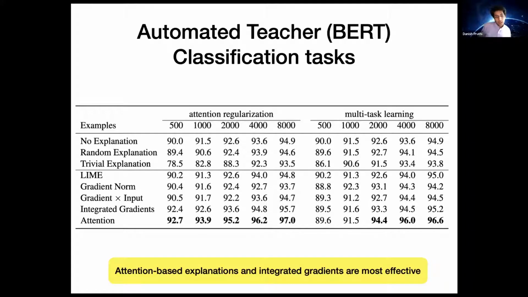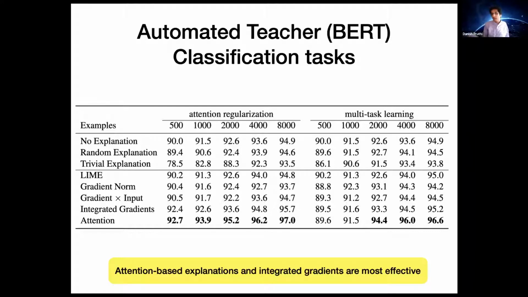And here we notice that attention and integrated gradients are among the most effective techniques, where attention is the most effective. And we found that saliency-based methods like gradient norm and gradient times input are not very effective. LIME is also not very effective compared to the no-explanations control. So this is in some way one of the first works that could actually quantitatively rate explanations on a large dataset.